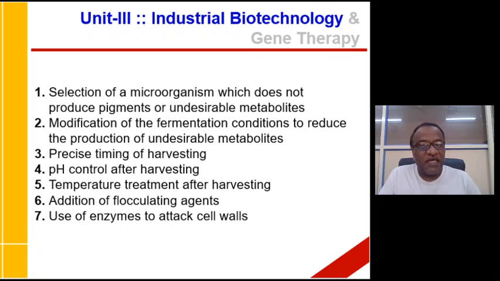Third one, precise timing of harvesting. So, you should be well aware of the time of harvesting the product.